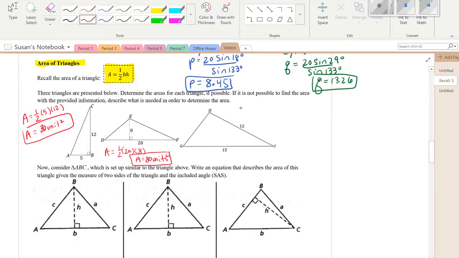And for the last one, we need area is equal to 1/2. We don't know which one's the base because there's no altitude. So is it the 12 or is it the 15? If you were to use 15 as the base, then could you figure out the height? That's the next question. So in this case, there's not enough information.